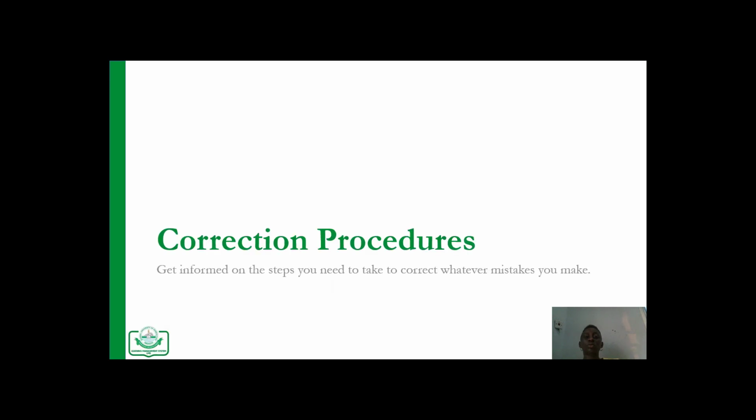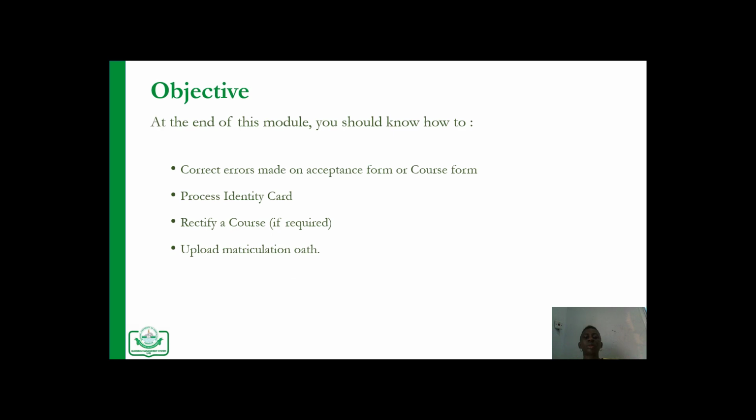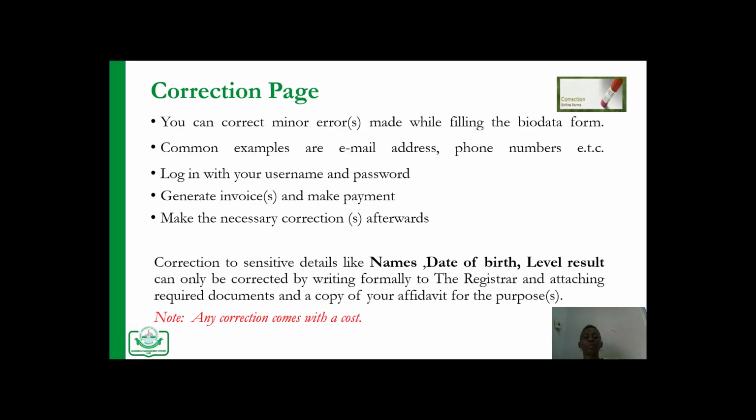This is the third module with the topic Correction Procedures. The objective is to educate you on how to correct any errors you may have made on your admission acceptance or your course form, how to process your identity card, how to rectify a course if required, and how to upload your matriculation oath. On the correction page, you can correct minor errors that you made while filling your admission acceptance form or your course form.